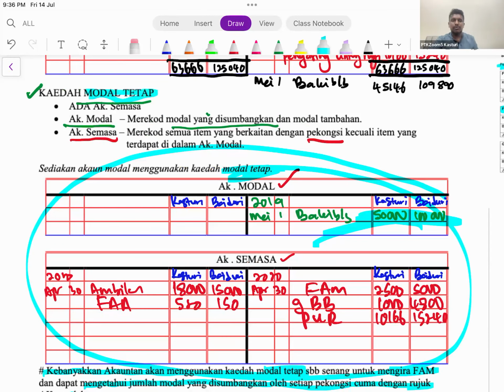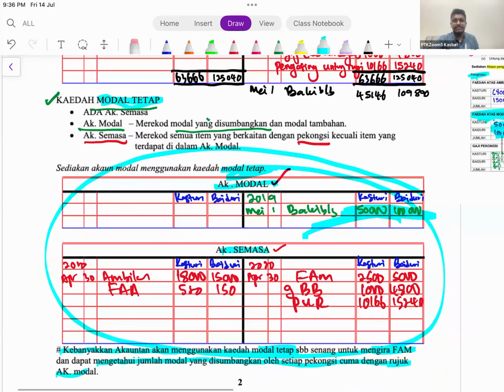Even in SPM also, we will follow the kaedah modal tetap. Kaedah modal tetap, kita kena buka account modal. Dalam account modal, only modal will be there. Then we open a separate account semasa for the same pekongsi. Other than modal, we put in account semasa.